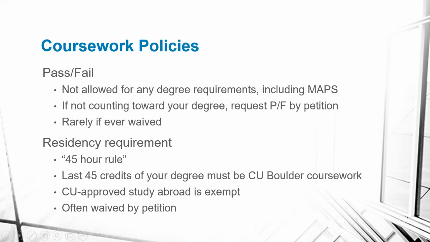Today, I'm going to highlight a few policies that are particularly important or that students tend to be confused about. First is pass-fail coursework. You can't take anything pass-fail if it is counting toward your civil or architectural engineering degree. This includes courses to fulfill MAPS deficiencies, humanities and social science electives, free electives, anything that's counting toward your degree. And this policy is rarely, if ever, waived. If you decide to take an extra class that does not count towards your degree, you can request to take that pass-fail by filling out a college petition.